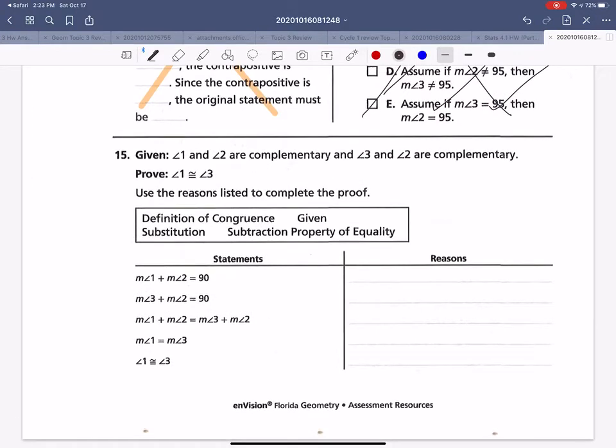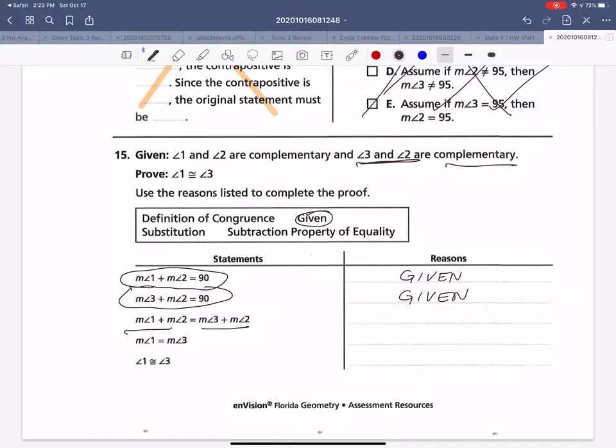15, given 1 and 2 are complementary. So I'm going to write the word given here. Right, that was in my word bank. And given that 3 and 2 are complementary, so I can write given. Then it set them equal to each other.